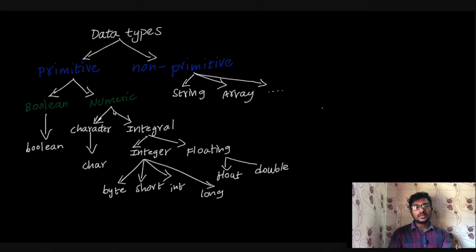And then the second category is numeric. Under numeric it is broadly classified into two types, which is character and integral. Under character it supports only one primitive data type, which is called char, C-H-A-R. Some people call it char, some people call it char. I will call it char. You might call it differently, it depends on person to person. So character is used to hold a character.